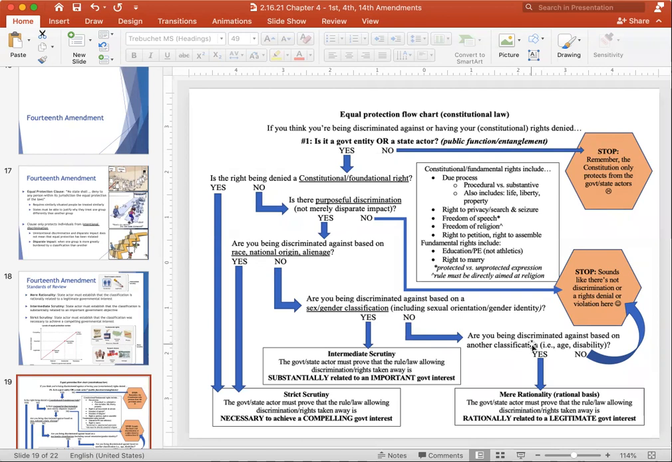If it's not based on gender, then is it based on basically any other classification that is not covered under intermediate scrutiny and strict scrutiny, just so you know, would then fall under mere rationality. It's kind of a catch-all here. Age, disability, then the courts will apply mere rationality. Going back up here, equal protection clause. If it's not purposeful discrimination, stop here, because the equal protection clause only prohibits intentional discrimination. So I hope this flowchart is helpful for you. I found it really helpful in trying to figure out, all right, well, where would a case fall? How would the courts review it?